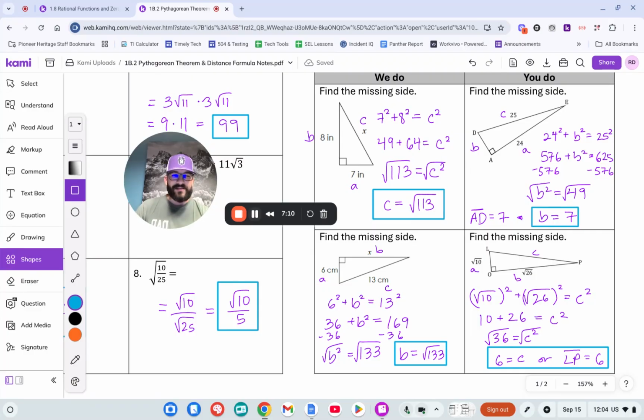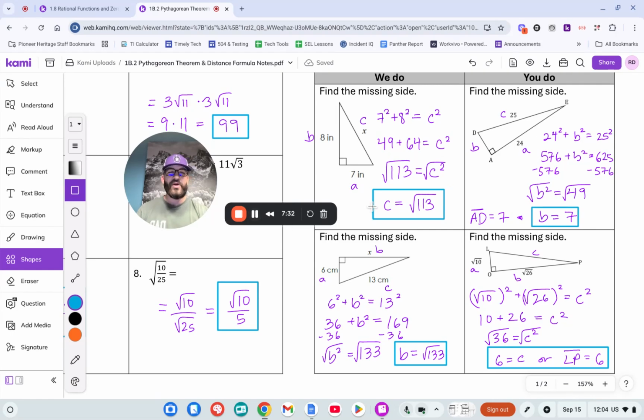And then similar with our other you do, we did get a nice final answer, but we got some gross side lengths, the square root of 10 and the square root of 26. For our A and our B, we're missing that side C. But when we square that square root, that does cancel out. So 10 plus 26 equals c squared, gives us 36 equals c squared, square root both sides, and we get c is equal to 6.